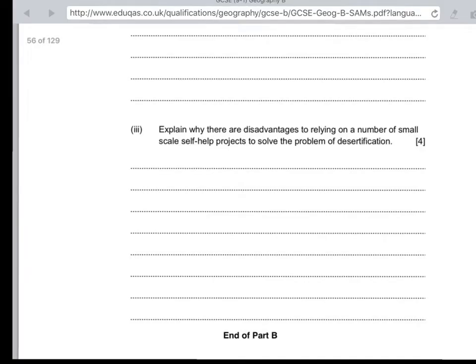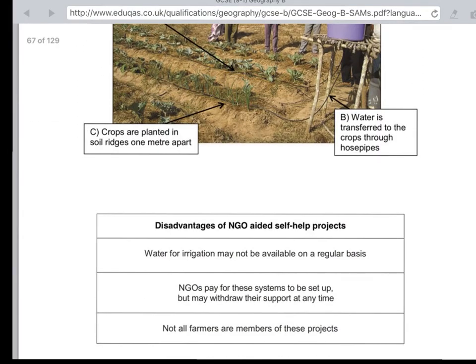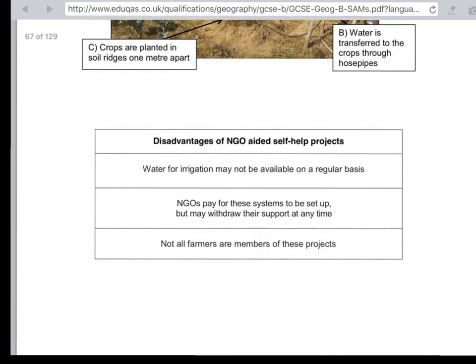And then if we just go down, we'll also see we've got the disadvantages here. Now remember, there's no marks for just copying that down, but one of the questions was about it. So disadvantages would include it doesn't actually increase the amount of water available for irrigation. NGOs may withdraw their support, and not all farmers may be members of these projects. So that's the sort of limitations that we will need to refer to, but we'll need to explain them. Okay, so let's go back to the question.